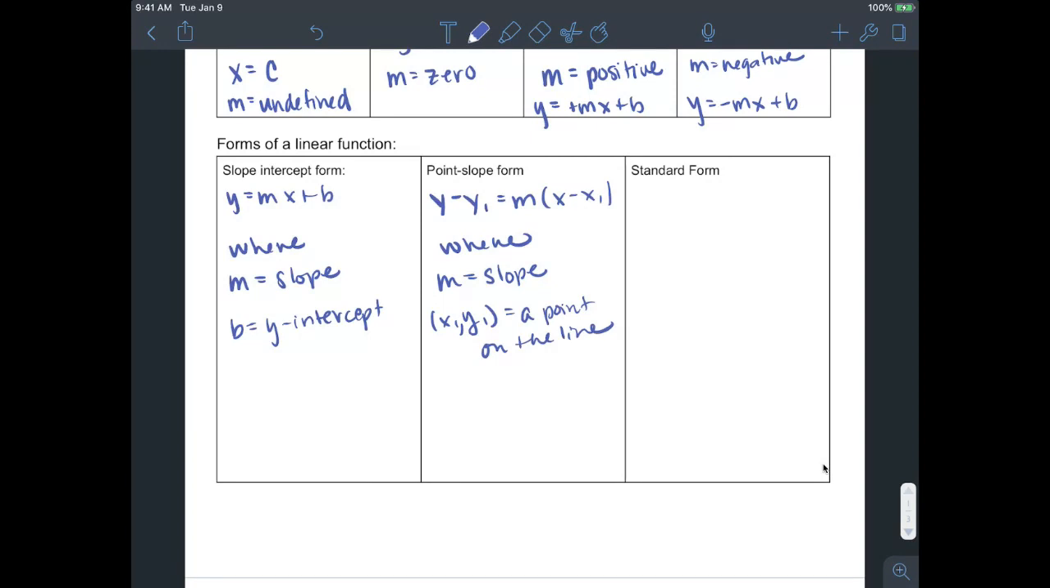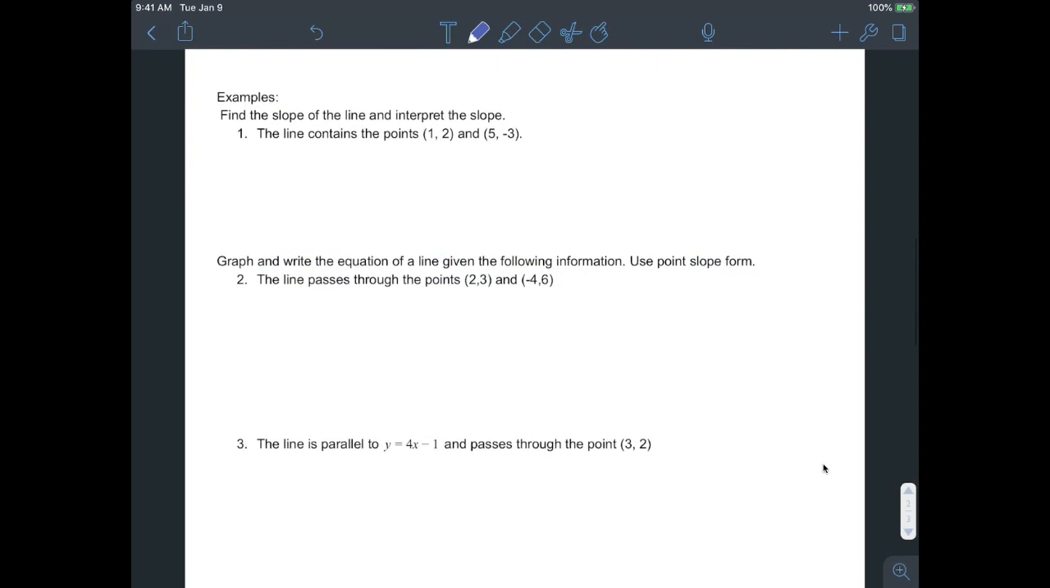Lastly, we have standard form. Ax plus by minus c is equal to 0, or ax plus by is equal to c. This tells me nothing. So we can just move on from there. Okay? We're going to do a few examples.